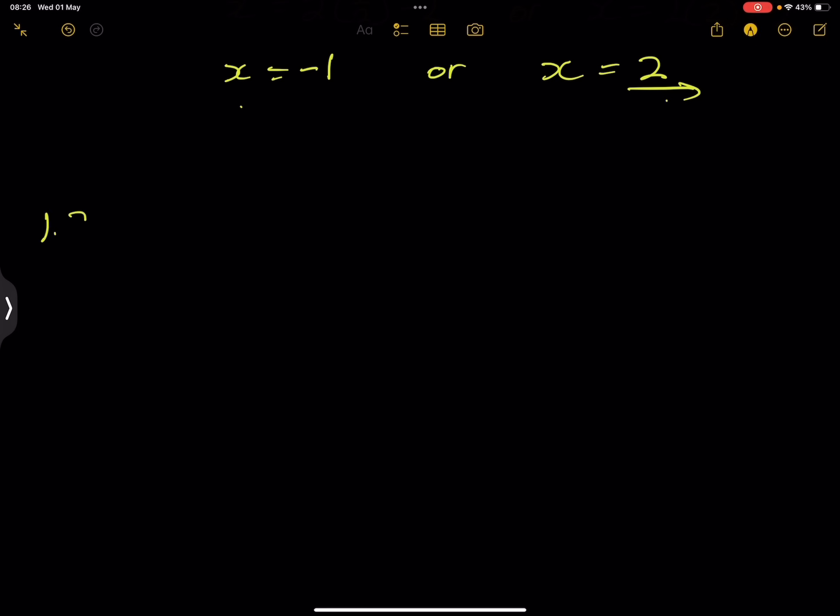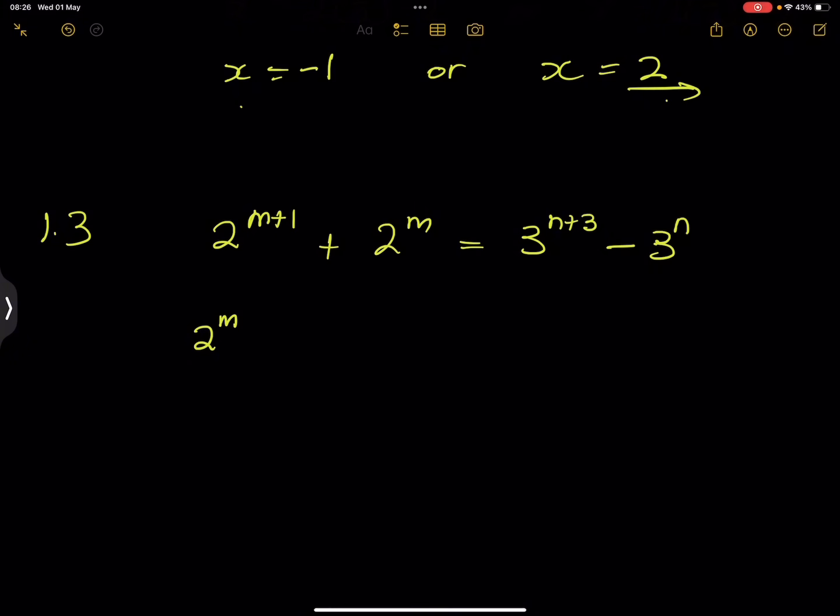Okay, so that's 1.3. We've got 2 exponent m plus 1 plus 2 exponent m equal to 3 exponent n plus 3 minus 3n. All right, now what do we do? We realize that on the left and on the right hand side we've got different bases. So I'm going to take out a common factor.